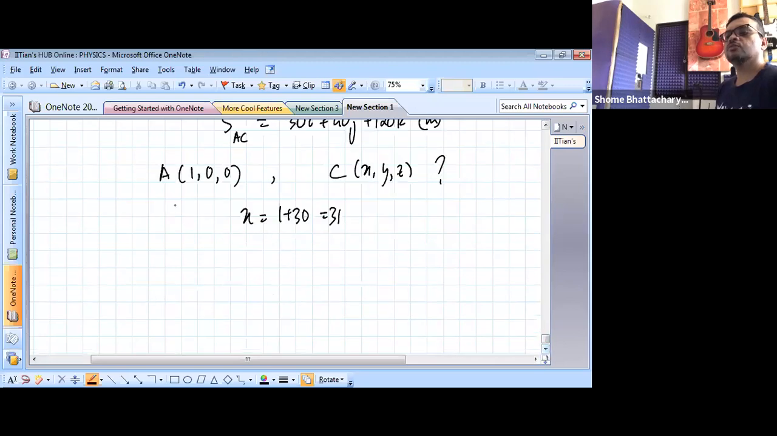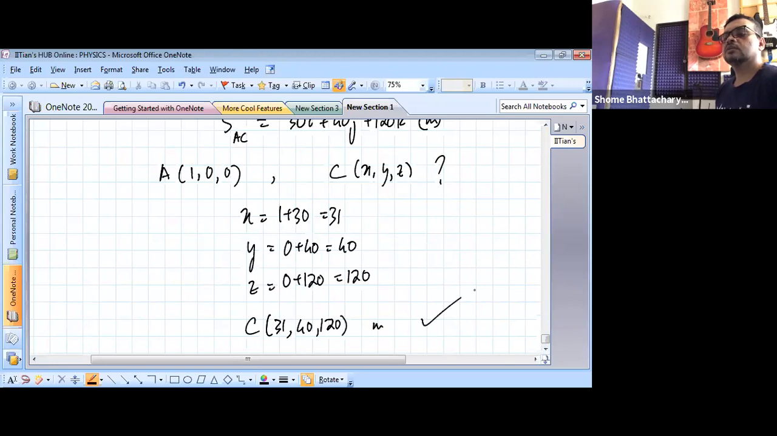It is going from the y coordinate 0 to a displacement of 40 j cap, so the y coordinate will become 40. And it is going from a z coordinate of 0 to a final z coordinate where the displacement is 120. So the final point C will become (31, 40, 120) meters. That will be the location of the point at t equal to 2 seconds. This is the position.